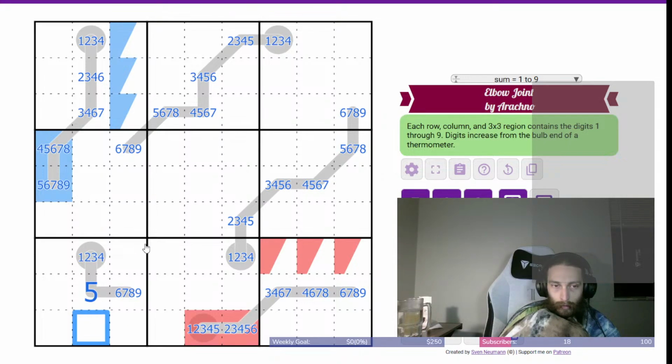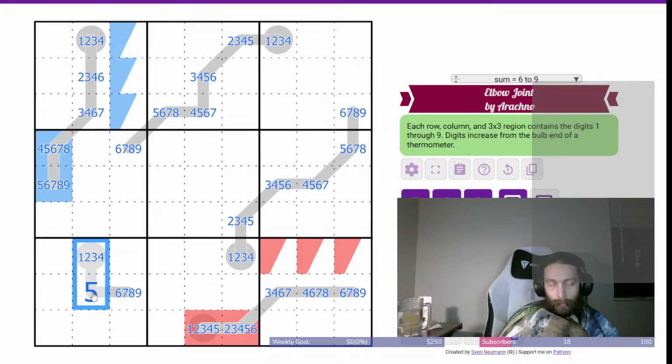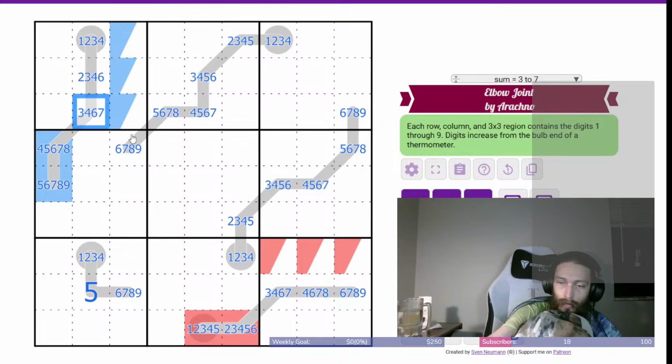In box 1, yeah, the bottom, the elbow joint, can't be 6 or 7 because you have to have 2 blue in box 7 in that column. Right. And if those are 6 or 7, then neither the 4 or the 5 would fit down there. So yeah.